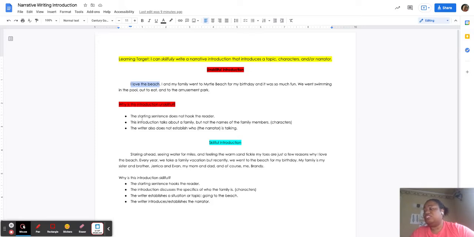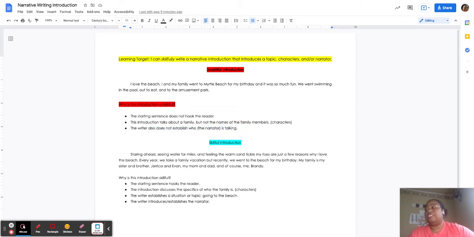Another reason why this introduction is unskillful is because it talks about a family, but not the names of the family members. So when you're talking about a personal narrative, you need to make sure that you're introducing your characters. And because this is a personal narrative, which means it's not fictional, this is something true, your characters would be the people that you're talking about in the event or topic that you're discussing. Although the writer did say that them and their family were going to the beach, it didn't establish who the family was.